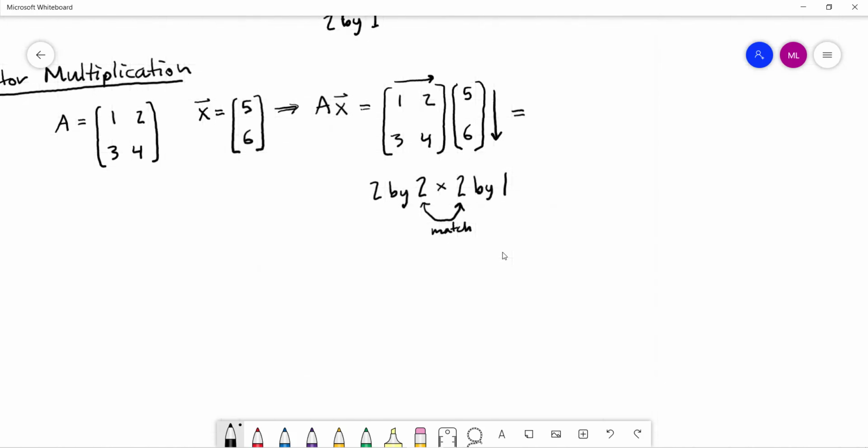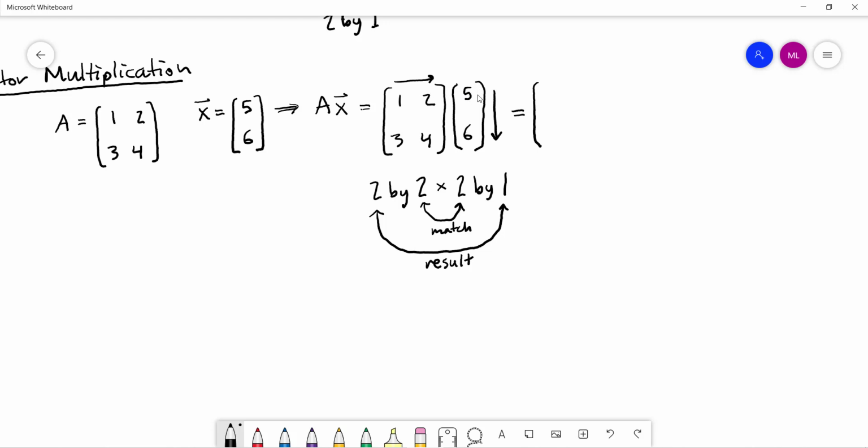And the result is these two numbers. This is what our result will give us. So our result will be a 2 by 1. We'll get something that has 2 rows but only 1 column. And so the way that we would do this one, for example, is basically I'm going to take the 1, 2 vector and I'm going to dot product that with the 5, 6 vector.